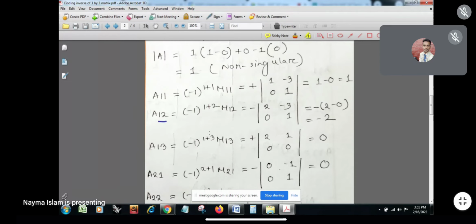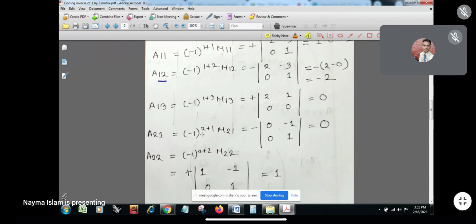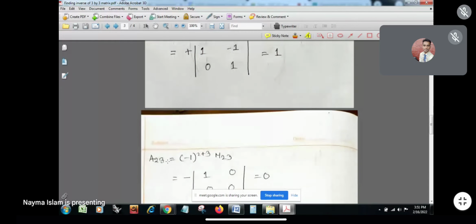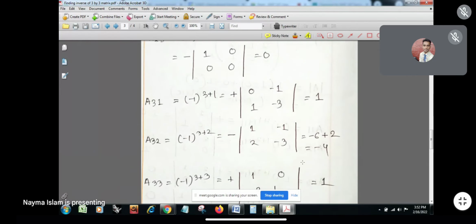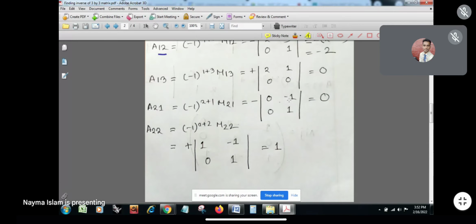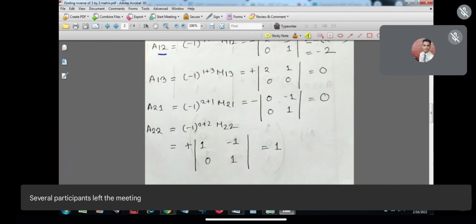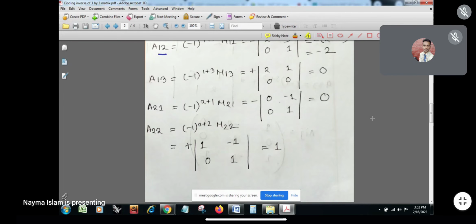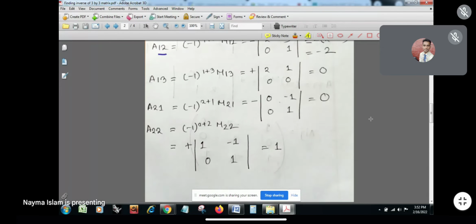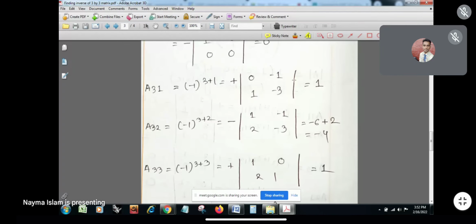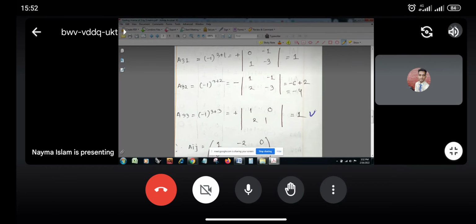So following in this way, you have to find every element: A13, A21, A22, after that 23, 31, 32, 33. I am asking you again, how can I find 21, 22? Is there any confusion? No, ma'am. If you don't have any confusion, you have to find up to A33.